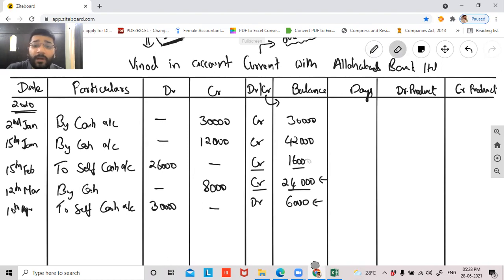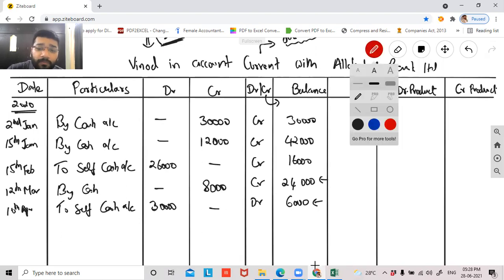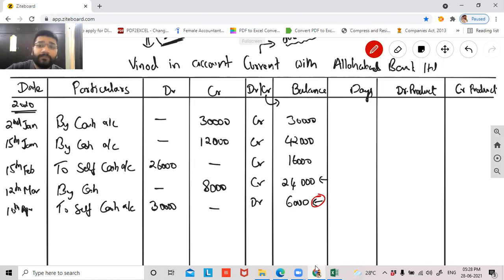Guys, if this is not clear, you'll not understand what I'm going to tell next. Please tell me you got it, not got it. Yes, sir. Everybody, answer me, please. So take a highlighter and highlight this particular transaction. This is where people normally go wrong. So please highlight this transaction. Can I go forward?